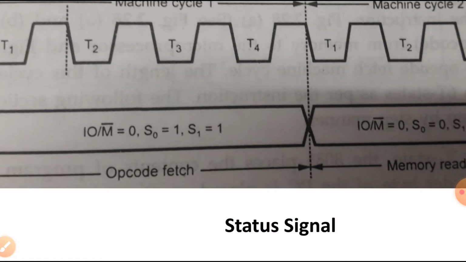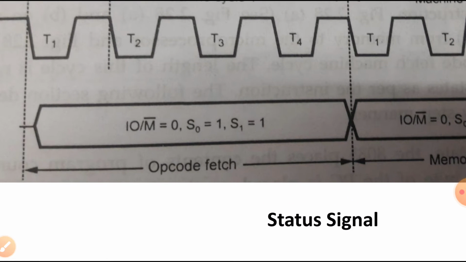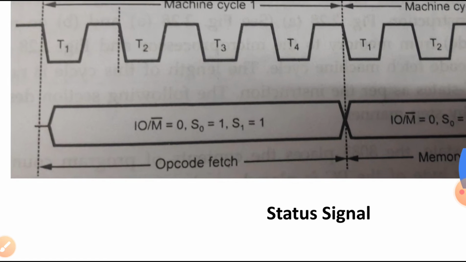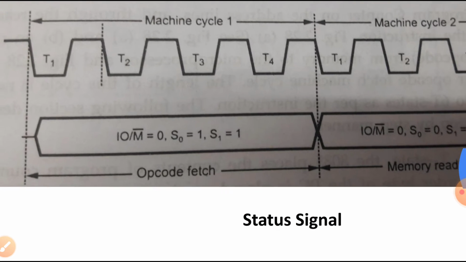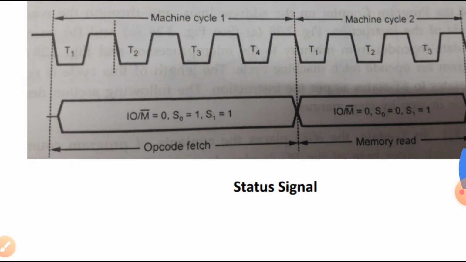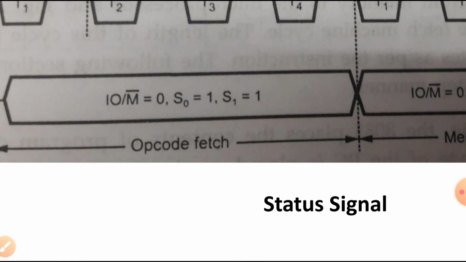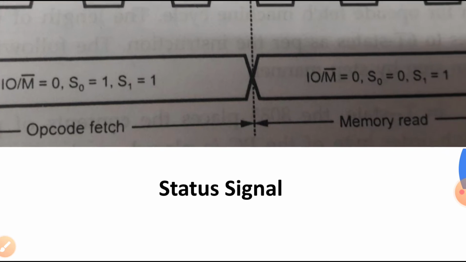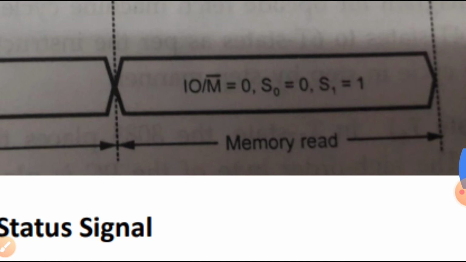Since it is a group of signals, it is represented as a group, which I showed in an earlier slide, as to how a group of signals is represented. In between, we write: if it is an opcode fetch operation, it is represented by IO/M equal to 0, S0 equal to 1, S1 equal to 1. If it is a memory read operation, then S0 will be 0 and S1 will be 1.